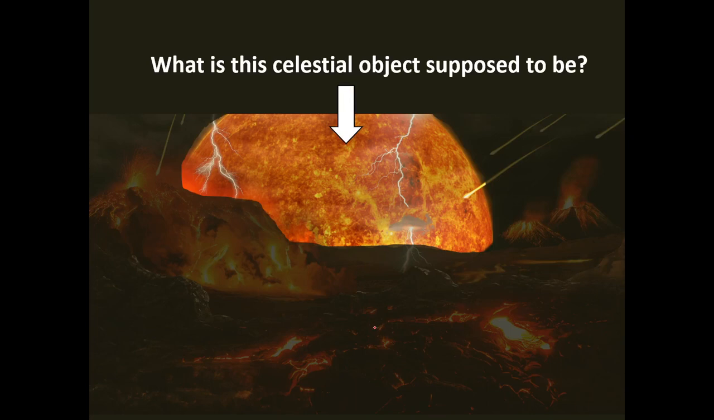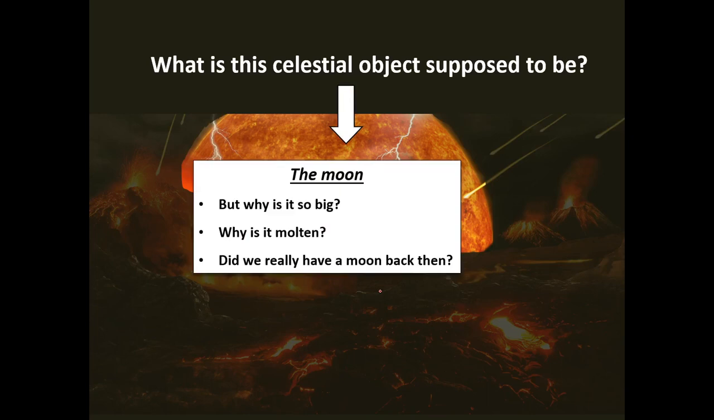So take a look at this celestial object. What's that supposed to be? What is this giant thing that's close to us? That is actually the moon. So some things you might notice: why is the moon so big? Why is it molten? And did we really have a moon back then? So I'm going to give you the answers to all those questions.